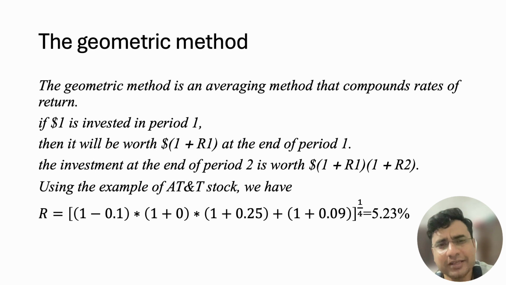At the end of period 3, this amount will be multiplied by the return in the third period, which is 25%. So this amount up till now will be multiplied by 1.25, that is 1 plus 0.25, and finally this number, whatever we get, will be multiplied by 1 plus 0.9 to get the final return, which comes out as 5.23%.